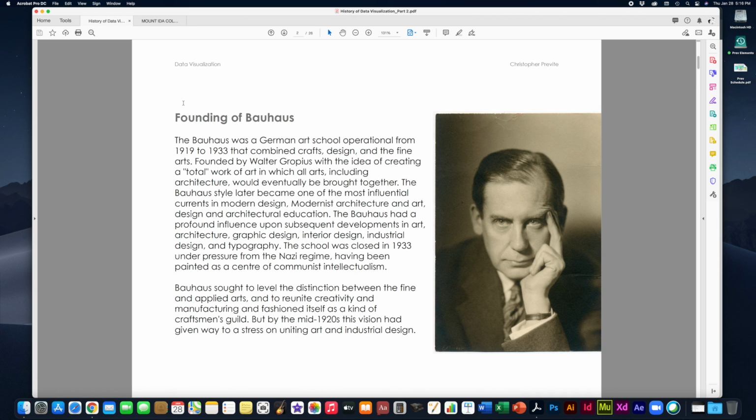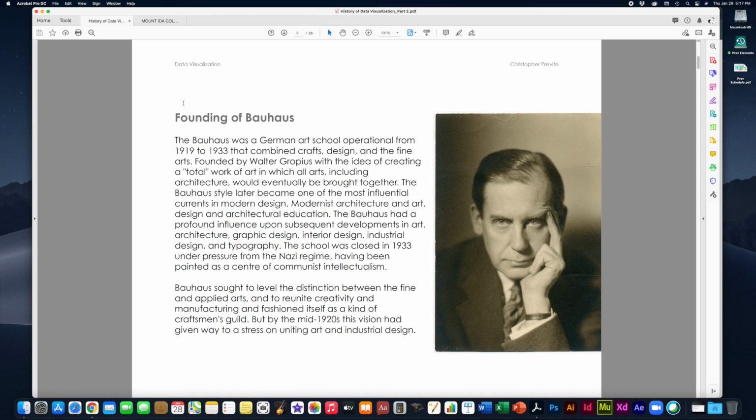Now, the school unfortunately closed in 1933 because they were under a lot of pressure and threats from the Nazi regime, and they actually had to move to 2 locations. They had their original building, and then they moved to another location, trying to outsmart the Nazis, as it were. And it didn't work. They unfortunately caught up with them, and they were seen as sort of the center of communist intellectualism, which the Nazis didn't take too kindly to.